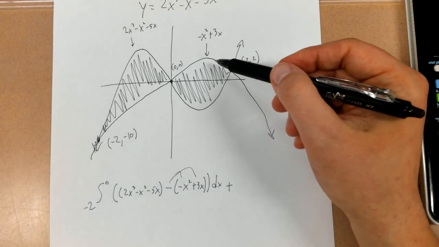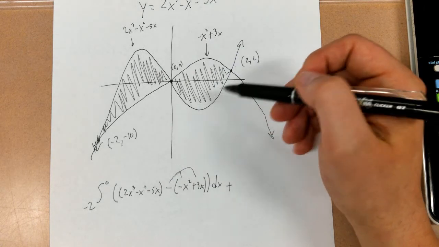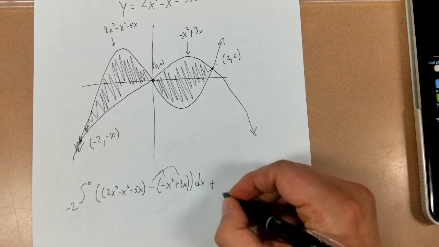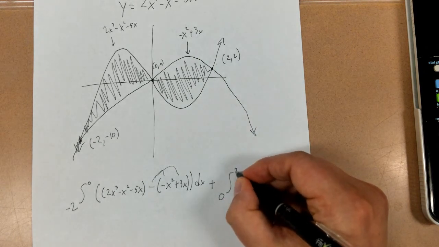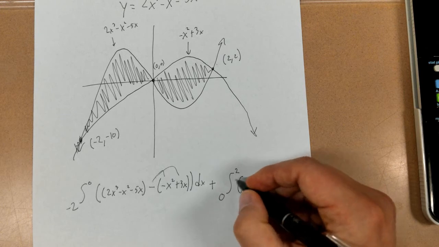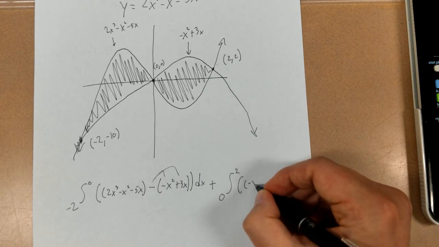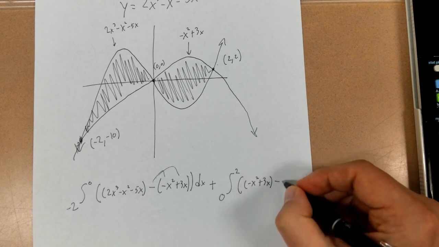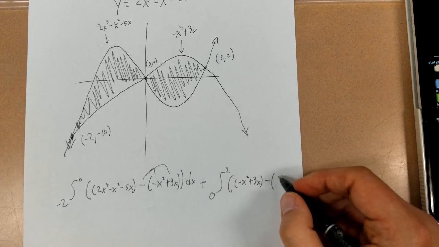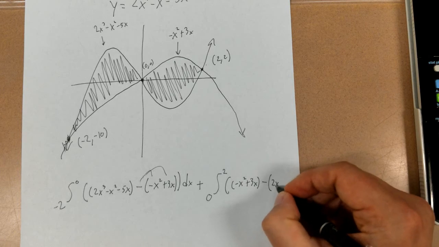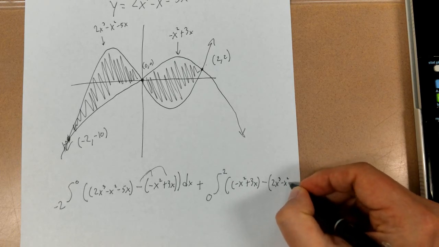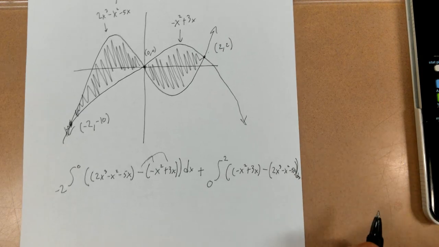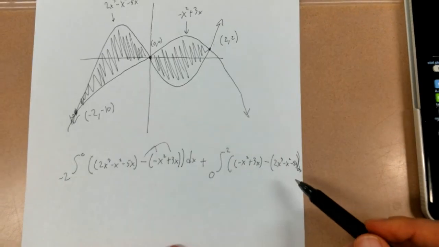Now, because our top curve changed, we're going to have to flip our top and bottom curves for our integrals. So now we want to integrate from 0 to 2 of, and now that first curve is negative x squared plus 3x, and then we'd subtract, and again the parentheses are important here, the 2x cubed minus x squared minus 5x. And then it's just a matter of going through and completing that integral.